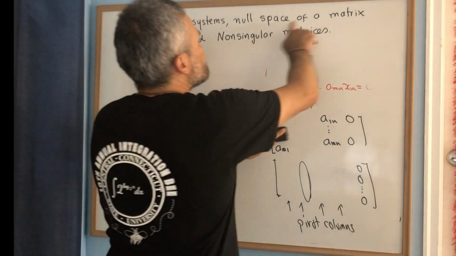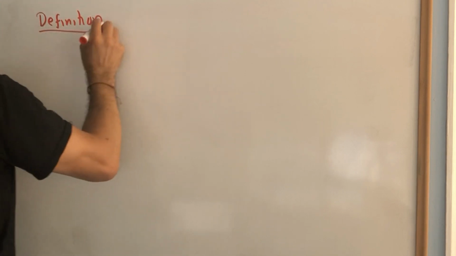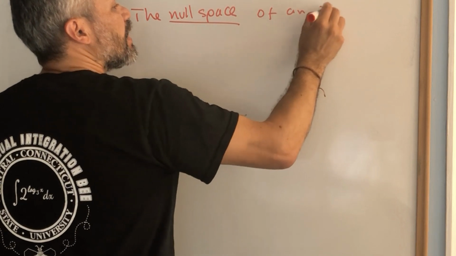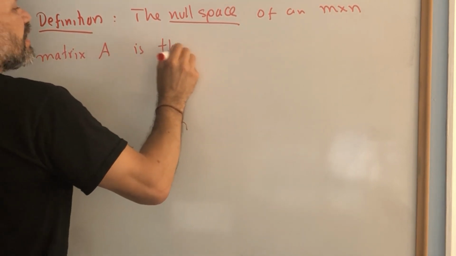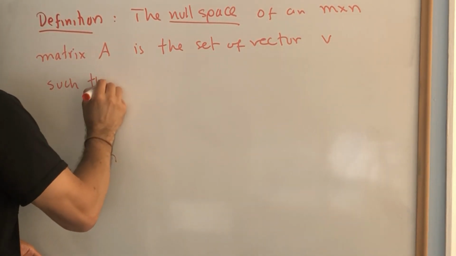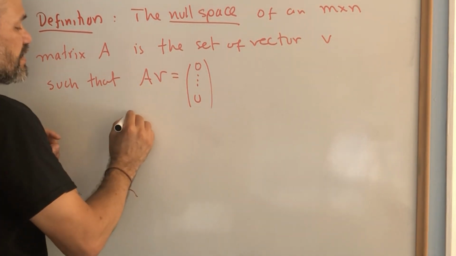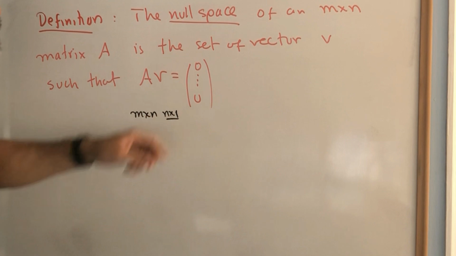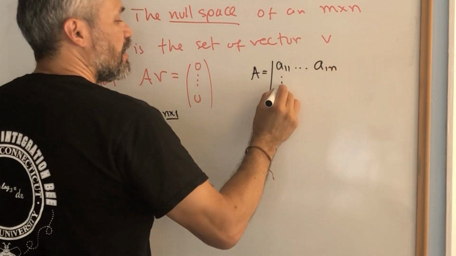We are going to define the null space of a matrix. Definition: the null space, and this is what I'm defining, of an m by n matrix A is the set of vectors v such that A times v is the zero vector. Notice that since the dimension of this matrix is m by n, then the dimension of the vectors v must be n by 1.